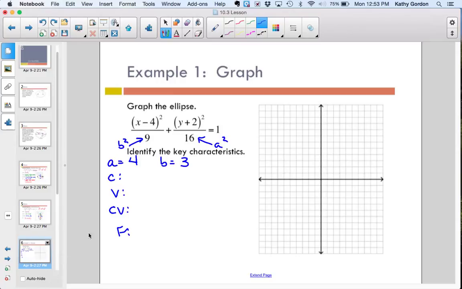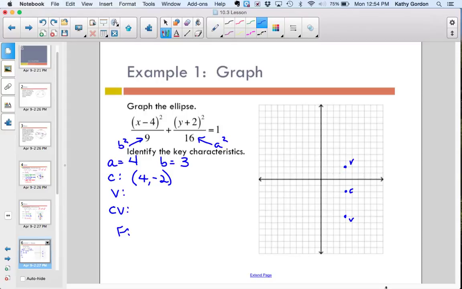Okay? So where's my center going to be? At (4, -2). Yep. So (4, -2) is going to be right about there. And then my a value tells me how far to go from center to vertices. Vertices have to be on the major axis, and the major axis is vertical. So that means I have to go 4 up and 4 down. Those are the vertices. This is my center.